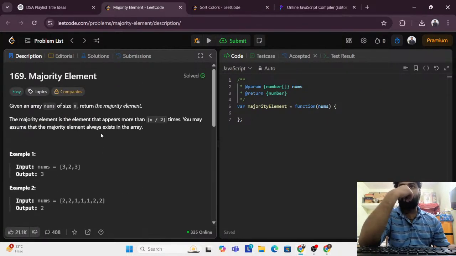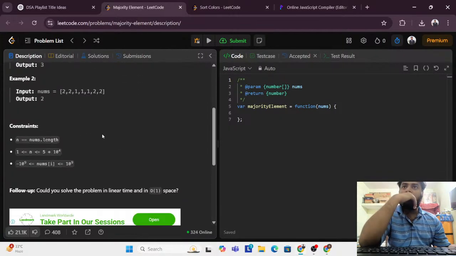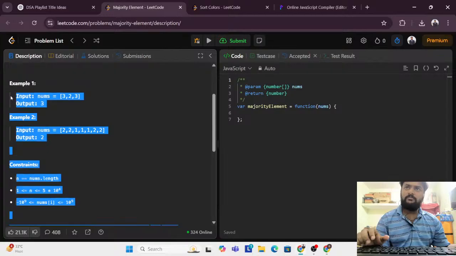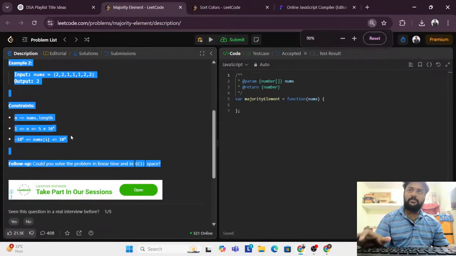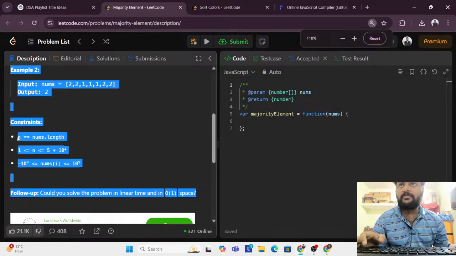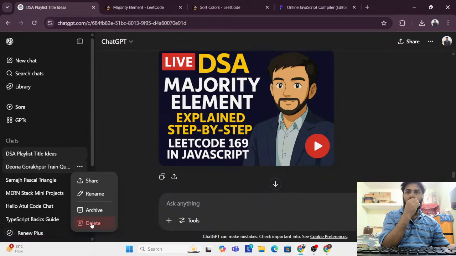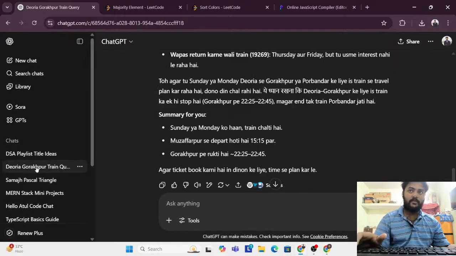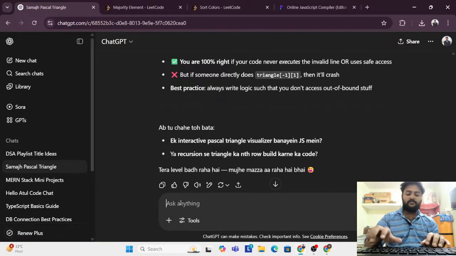This question says, yeah, we have read the question. I just need to understand this question, the constraint. So what I'll do is I'll just give the question to ChatGPT and ask it to make me understand this question.